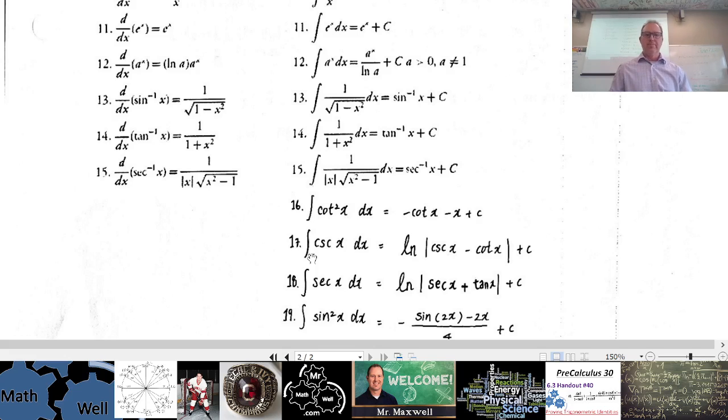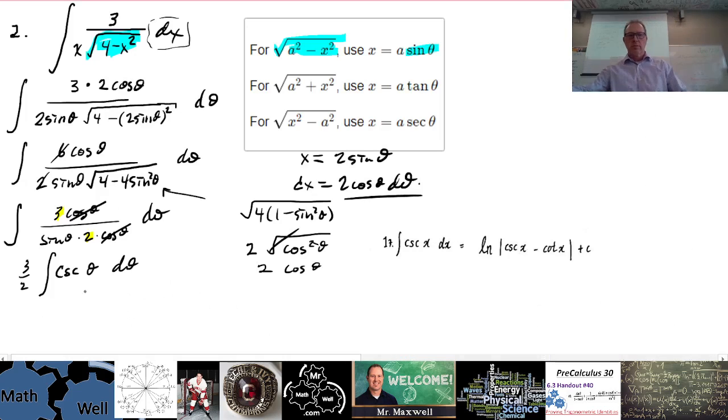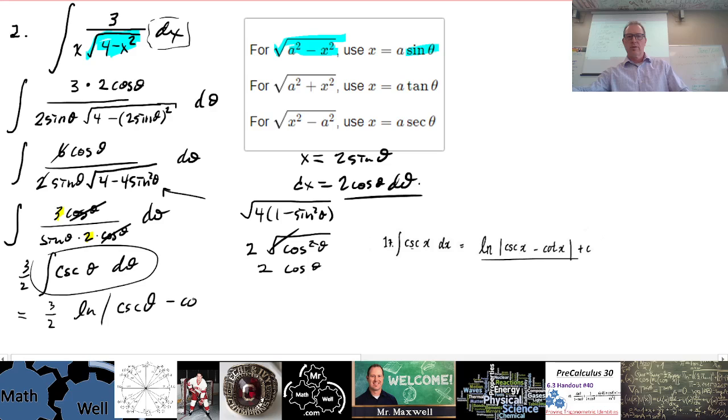Now, this I have a formula for. I don't have a formula for the other one exactly, right? So this is not necessarily intuitive. You might not remember this, but we're going to use this integral right here of cosecant x. So that's going to be ln of absolute value of cosecant theta minus cotangent theta, and then plus c. So let's work on that. Okay, so this equals 3 over 2. Now what's the integral of cosecant? Well, it's this over here, so I'm going to write ln absolute value of cosecant theta minus cotangent theta plus c.